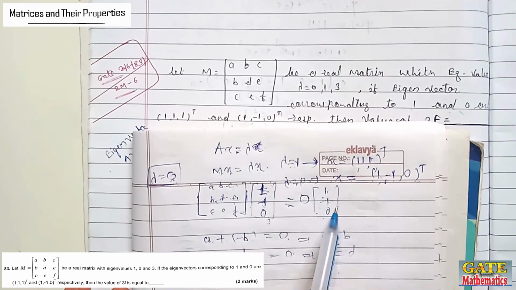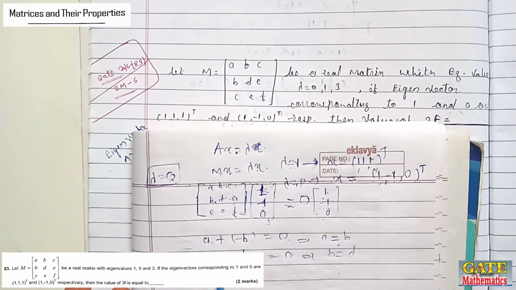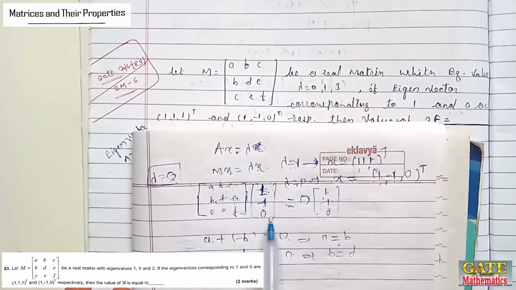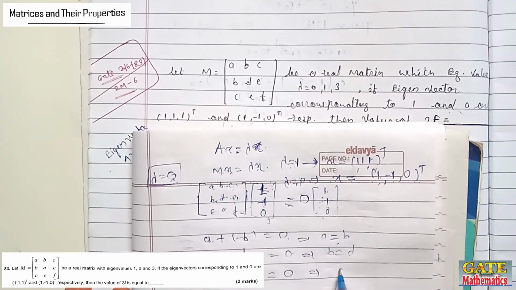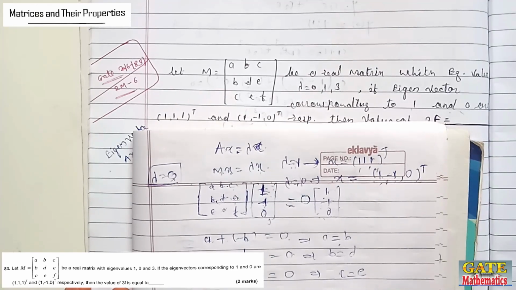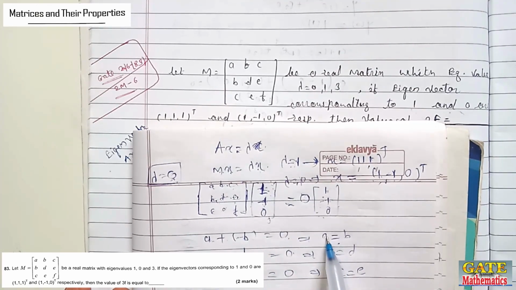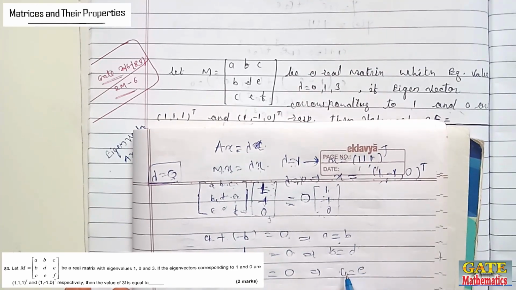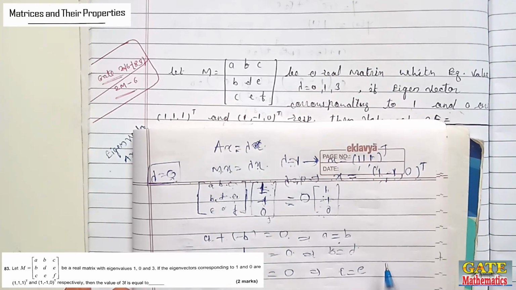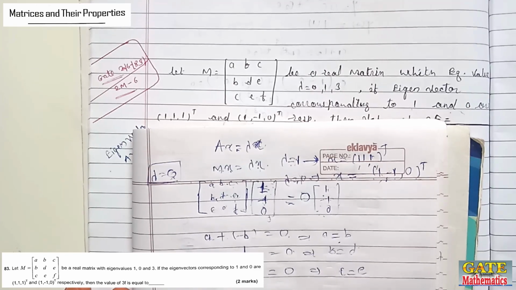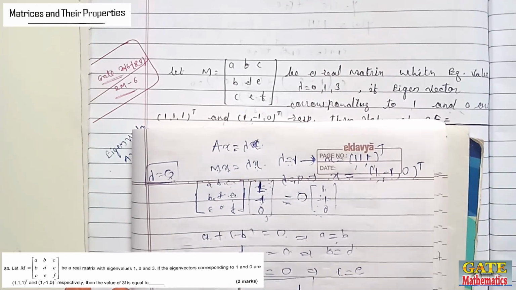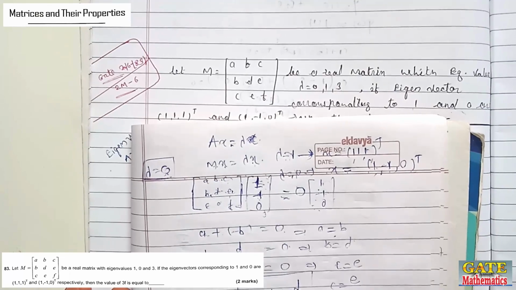Again, C minus C is equal to 0. Then C multiplied by 1, E multiplied by minus 1, so minus E, F multiplied by 0 becomes 0, which is equal to 0. So C minus E is equal to 0, which gives C equal to E. So here we can see A is equal to B, B is equal to D, and C is equal to E. That means A is equal to B is equal to D. These three are equal, and C is equal to E.